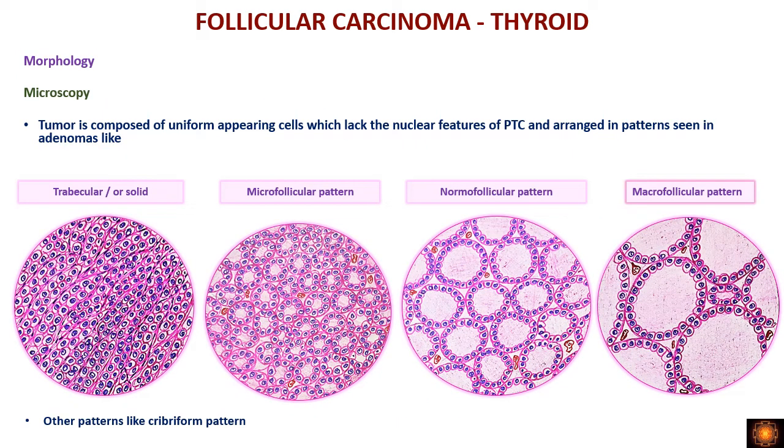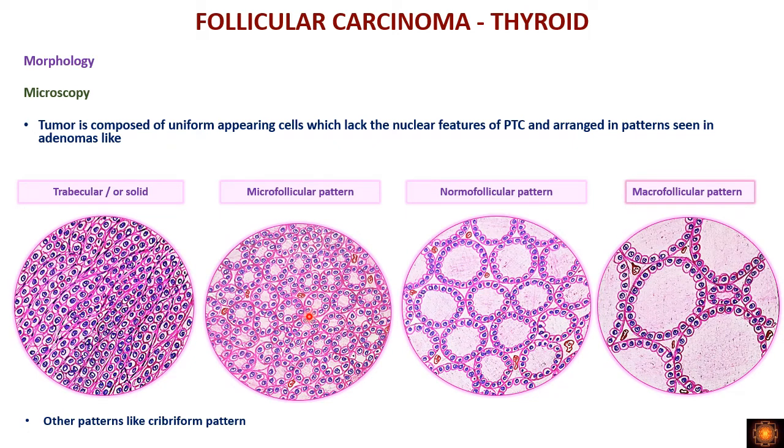Now microscopically when we see, there will be uniform appearing cells. As I told you, they don't have any specific features like the papillary thyroid carcinoma. They don't have typical nuclear features, but uniform appearing cells will be present, and there are different patterns like we see in the adenomas. The tumor cells can be arranged in a trabecular pattern, meaning you have columns of cells which will be separated by thin fibrous septa. So this is a trabecular pattern, or it can be a solid pattern also.